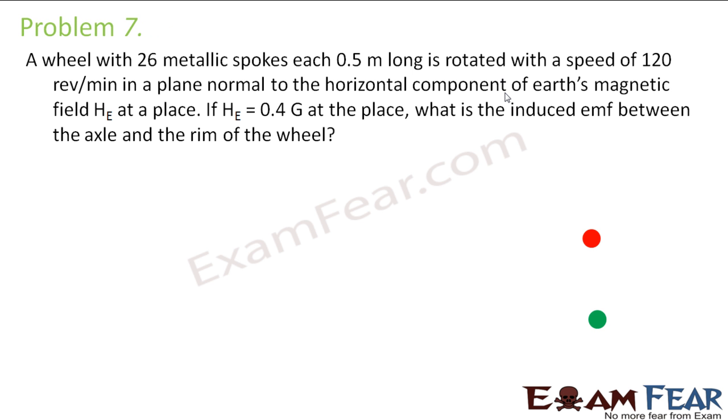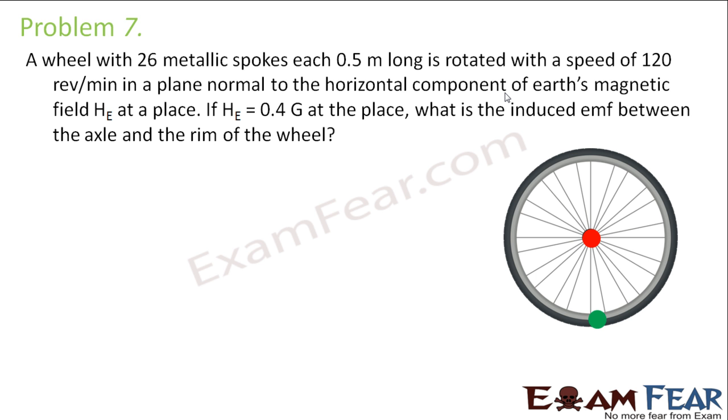Let us look at the next problem. It says that a wheel with 26 metallic spokes, each 0.5 meters long, is rotated with a speed of 120 revolutions per minute in a plane normal to the horizontal component of the Earth's magnetic field. So we have a wheel which has 26 spokes.